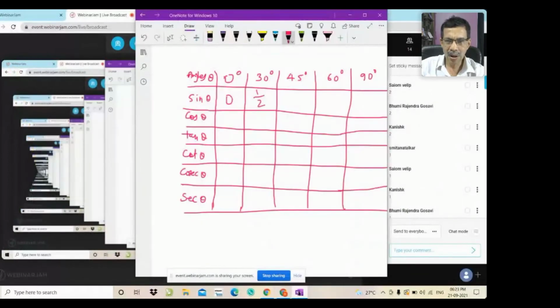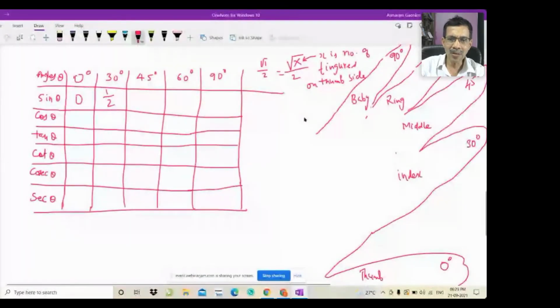Yes, the number of fingers is 2. Very good. So when it is 2, instead of x I will put 2. So this is root 2 divided by 2, and this I can write as root 2 as it is.